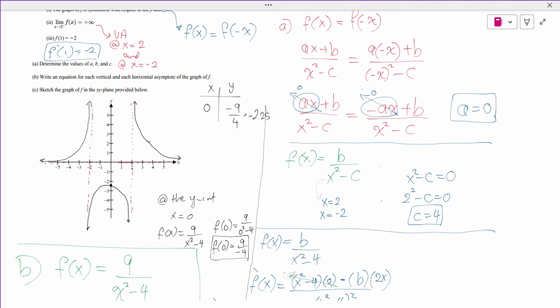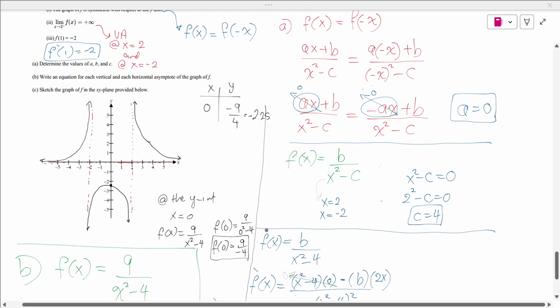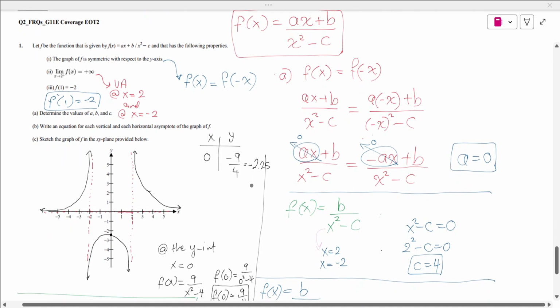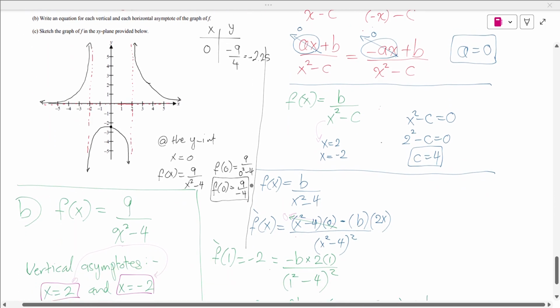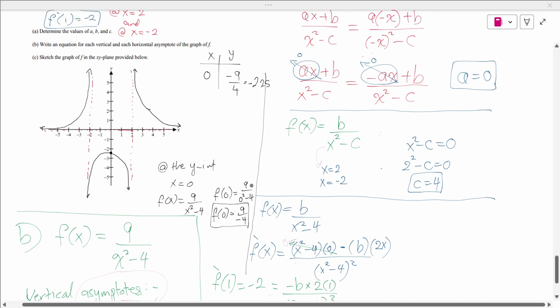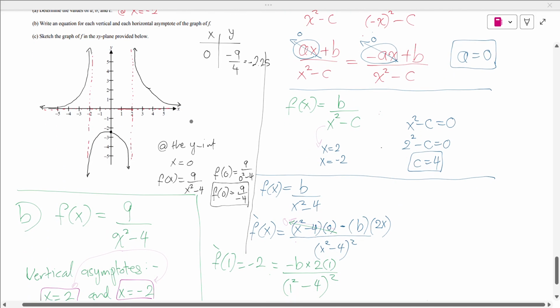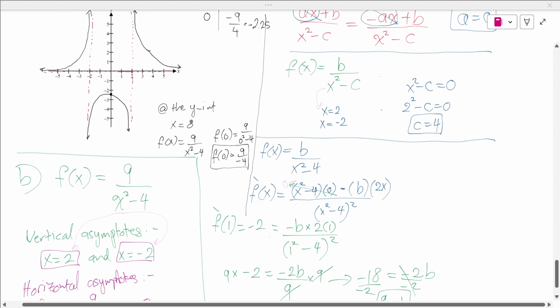This is question 1 from the file of question 2 from the coverage of grade 11 elite. So yes, we found the values of A, B, and C. We found all the horizontal and vertical asymptotes, and we sketched the graph.